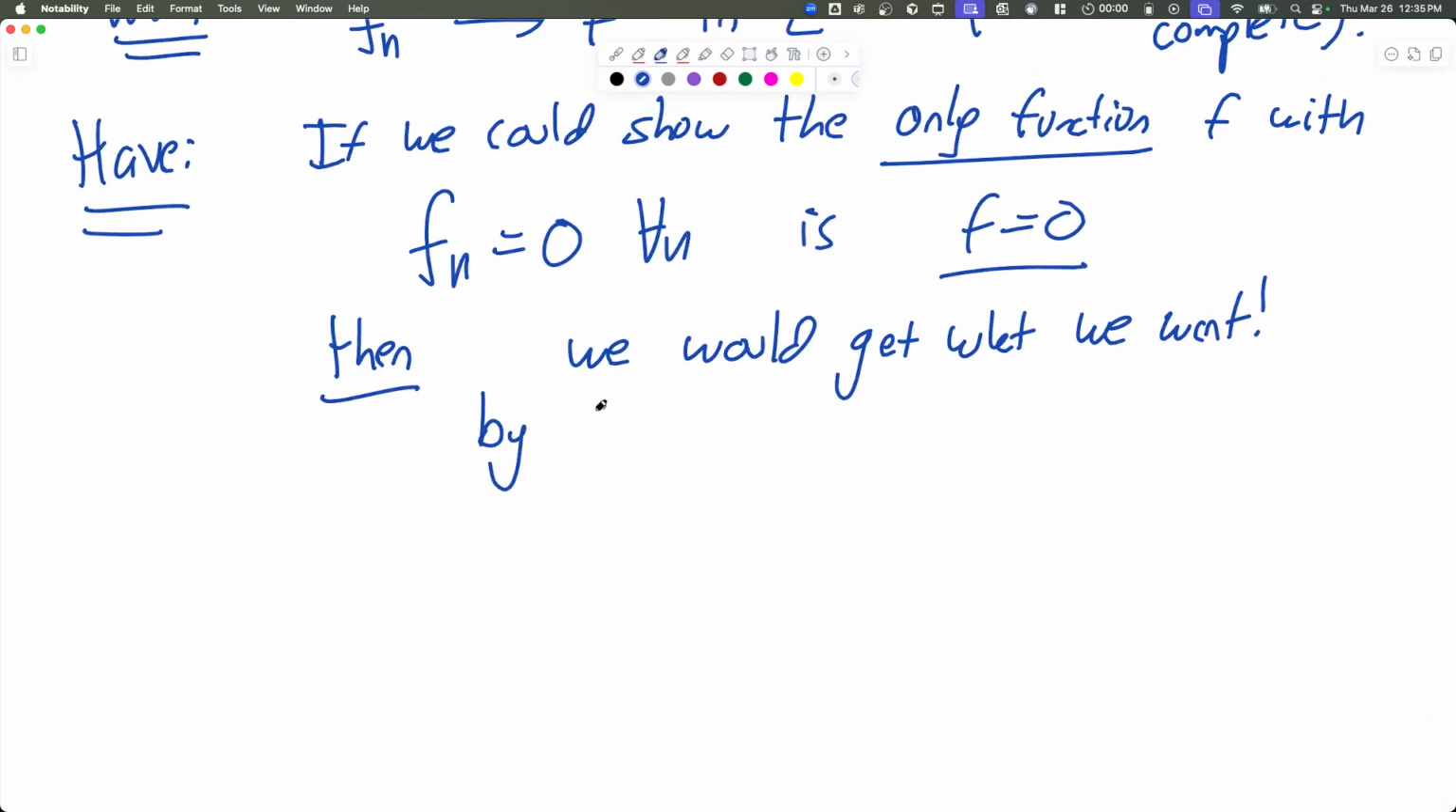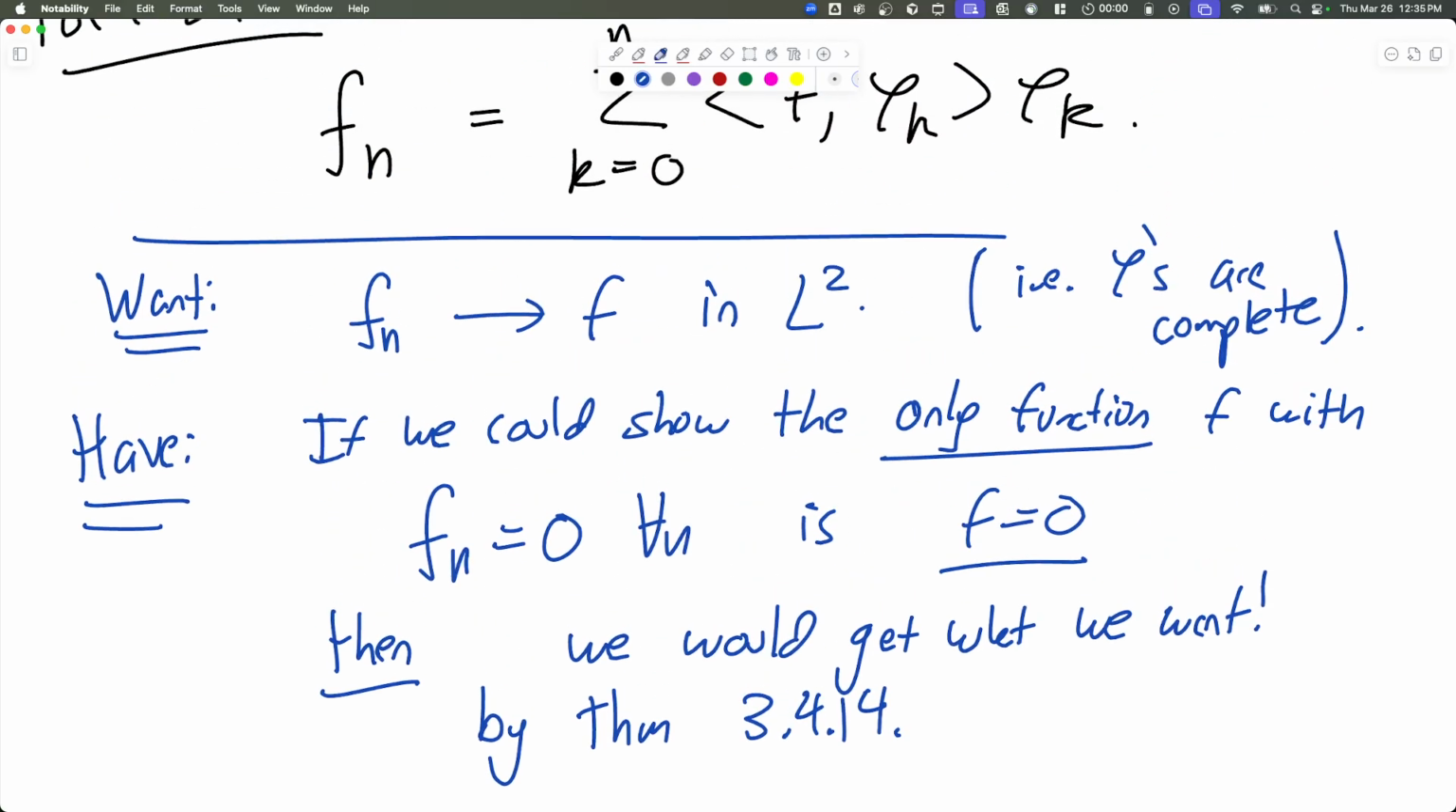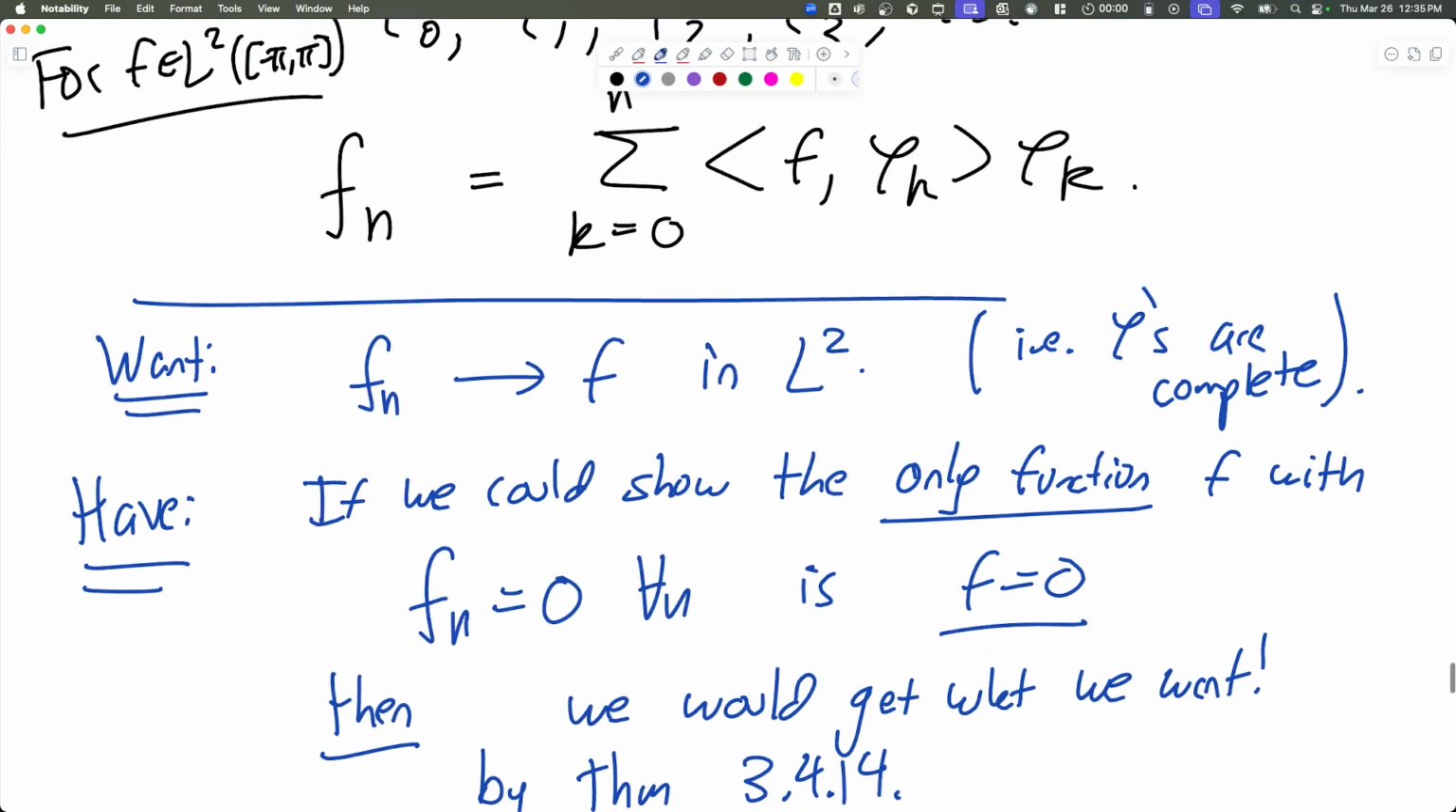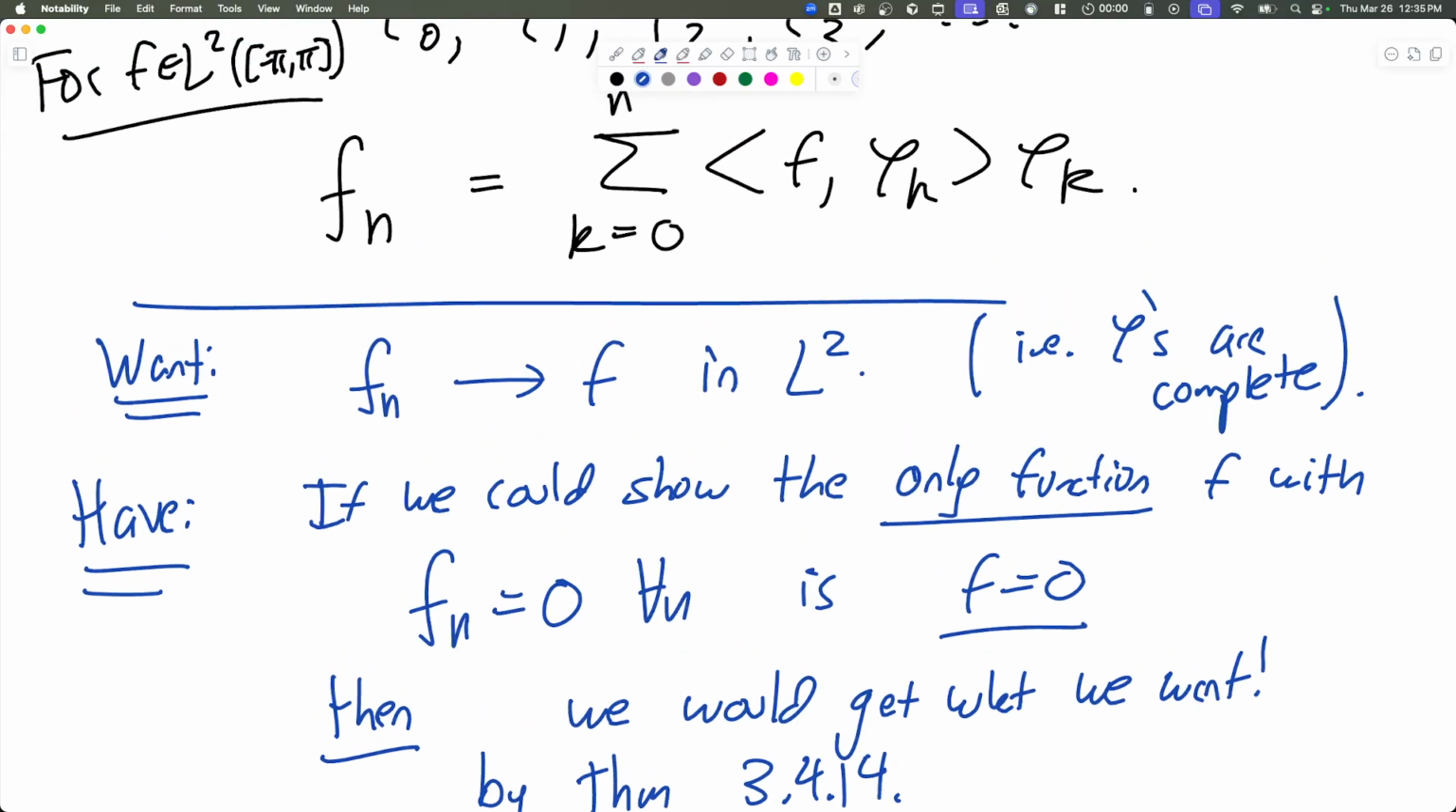By theorem 3.4.14. Okay, and notice actually we did a little upgrade. Fn is the approximation of the nth partial sum. And so the theorem says if all the inner products are 0, then Fn is always 0. So if you do this nth level approximation, it's always 0. Then it would be that f is 0, and that would imply the thing that we want.